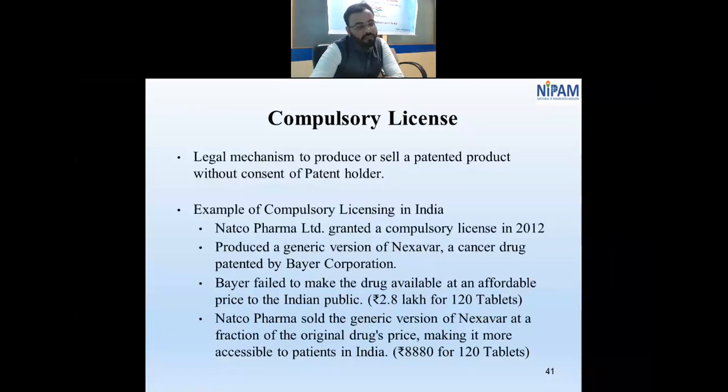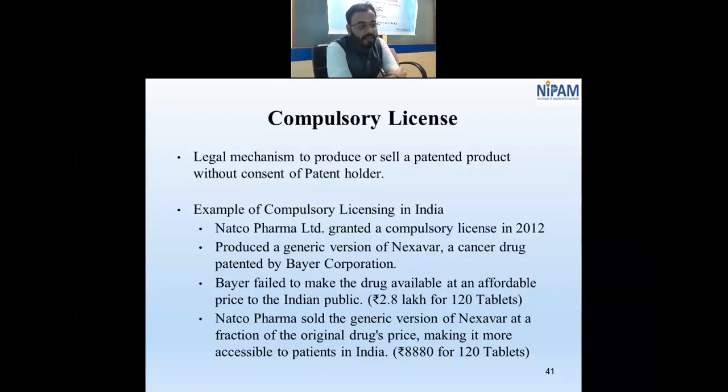If I give you an example, there was a company called Bayer Pharma which used to produce a drug called Nexavar for treatment of cancer. The cost of this particular drug was 2.8 lakh rupees for 120 tablets. Obviously, in a country like India, this is too much. I mean, 2.8 lakh rupees for 120 tablets in a middle income country like India is too much.